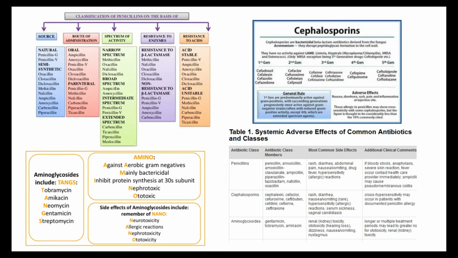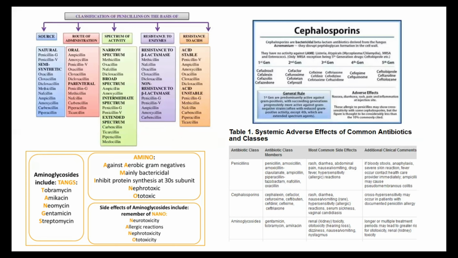Next, cephalosporins are bactericidal beta-lactams derived from fungus. They disrupt the peptidoglycan formation in the cell wall. They have no activity against Listeria, atypical Mycobacterium, MRSA, and Enterococci. First generation are cefadroxil, cephalexin, cefazolin. Second generation are cefaclor, cefuroxime, cefoxitin. Third generation are cefixime, ceftriaxone, cefotaxime. Fourth generation is cefepime, and fifth generation is ceftaroline.